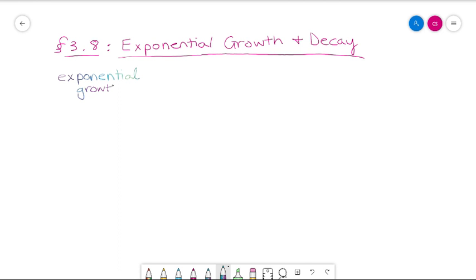Exponential growth in these situations, population growth, like with bacteria or like rabbits, since they normally double or triple or quadruple every week or every month or every day. That's exponential growth. So population growth tends to grow exponentially. Interest rates and compound interest rates also grow exponentially as well.